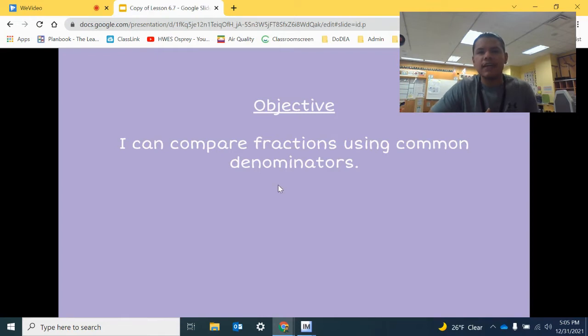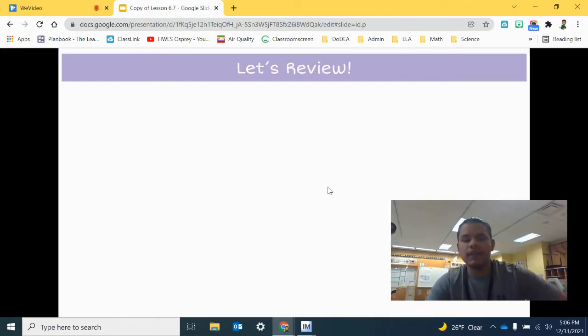So in a previous lesson, we compared fractions, whether they were greater than, equal to, or less than each other using benchmark fractions. But benchmark fractions doesn't always work. That's why this strategy is more accurate. Just like estimating isn't an exact answer, but it can help you, we're going to be doing the same thing. Common denominator is going to help us find an exact answer when we compare fractions. So in order to compare fractions with common denominators, we need to review how to find common denominators.